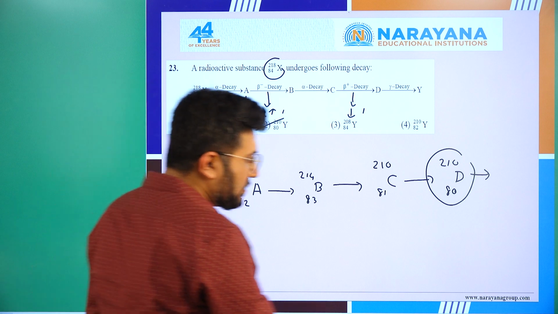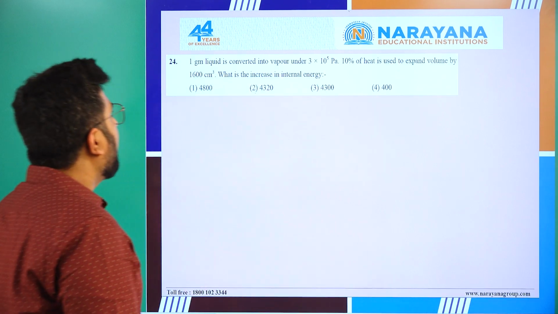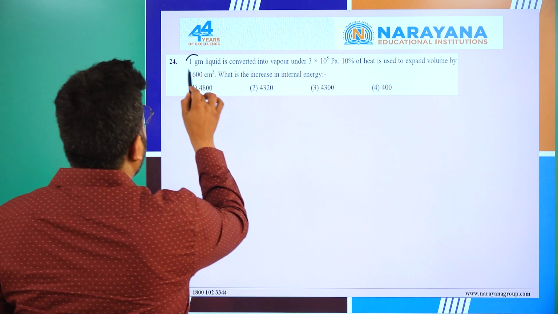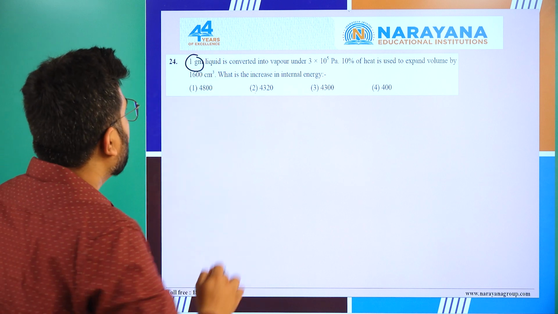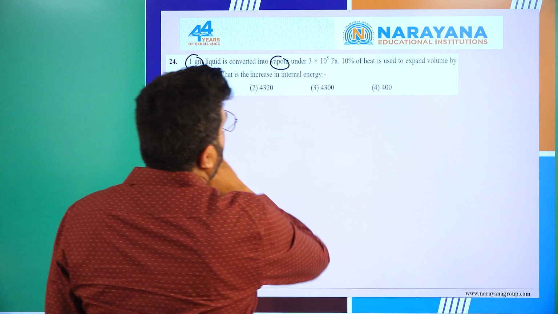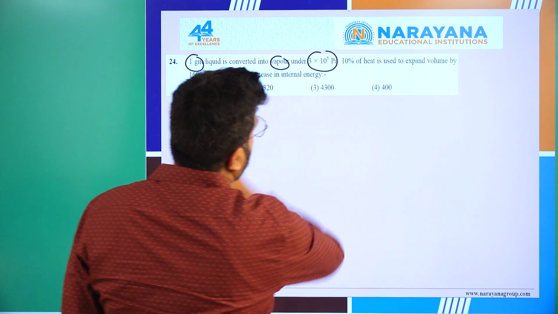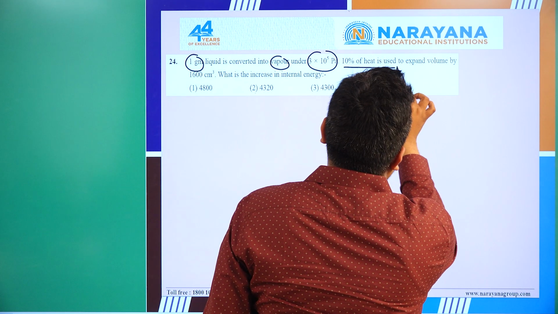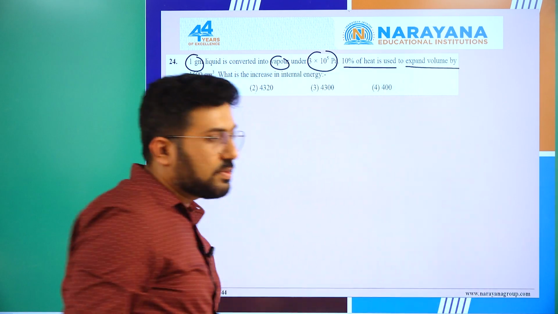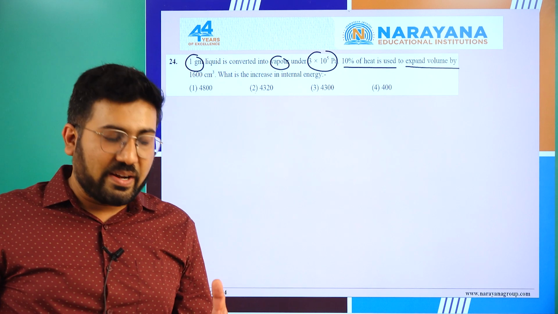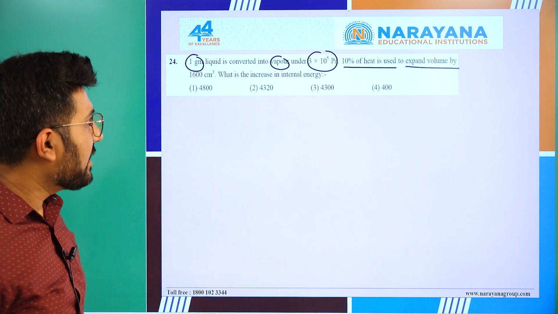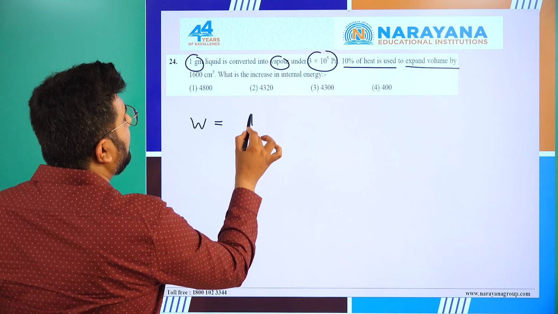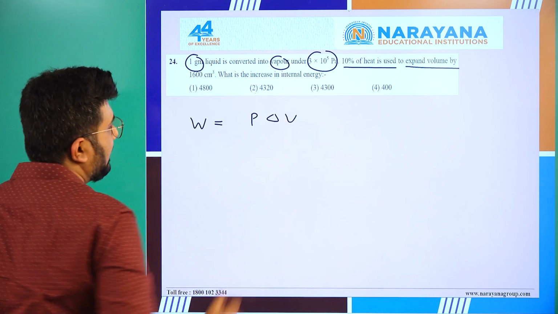Okay. So now let us go to the next question. In this question it is given that there is a 1 gram liquid which is converted into vapor under this pressure. 10% of the heat is required to expand, that means this is work done. So, what is the work done first? Work done is P delta V.